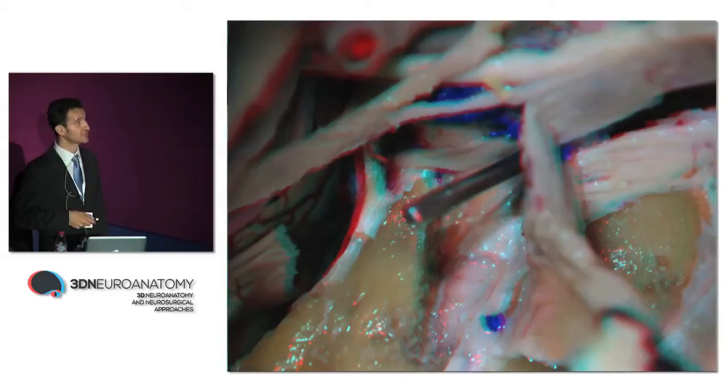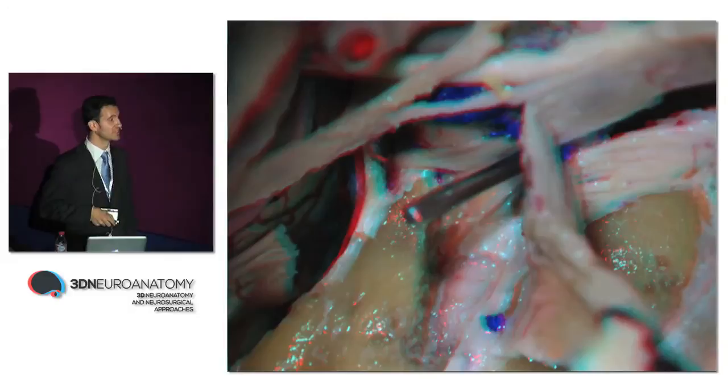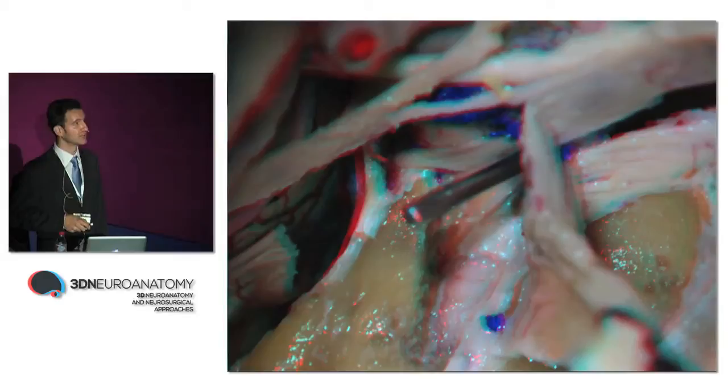Here you can see also the lacerum segment of the carotid artery. As you know, it's the point where the petrosal segment of the carotid curves and becomes the intracavernous sinus carotid. And you can also see this ligament is roofing the lacerum foramen. And it's called the petrolingual ligament.